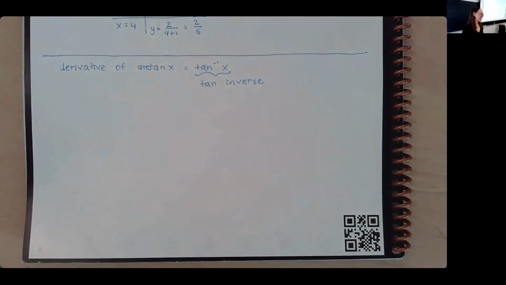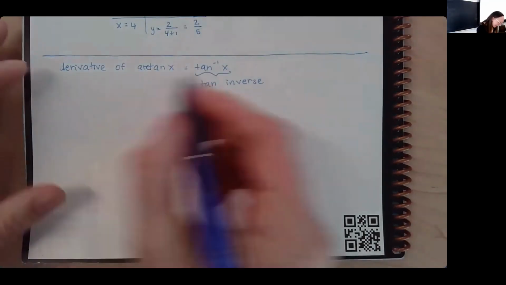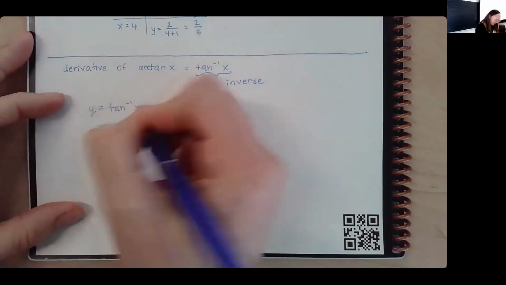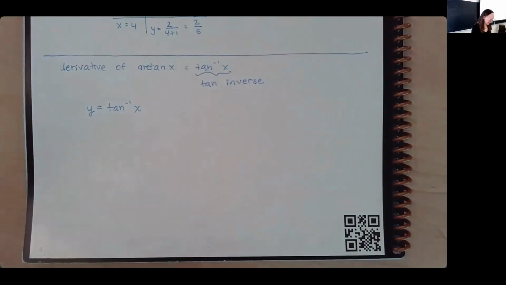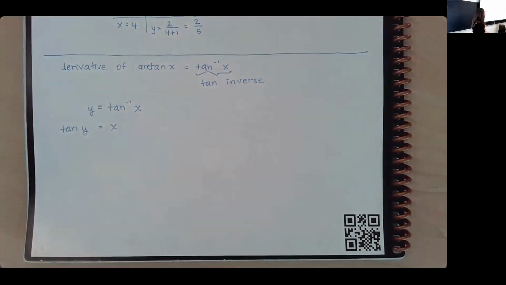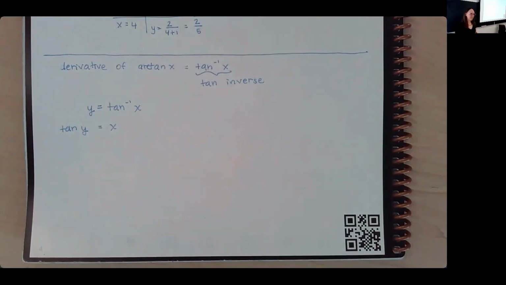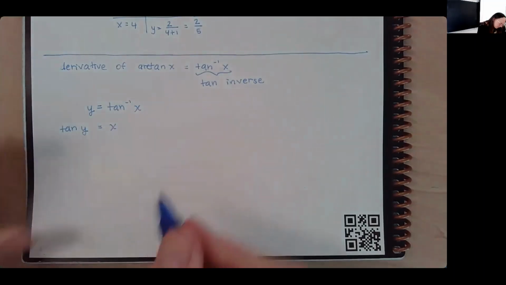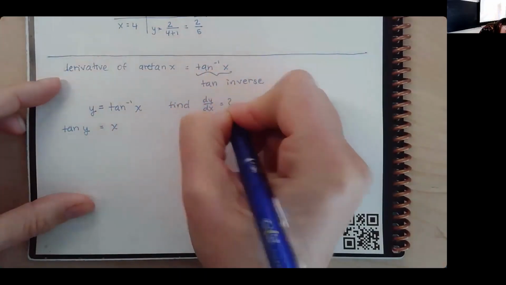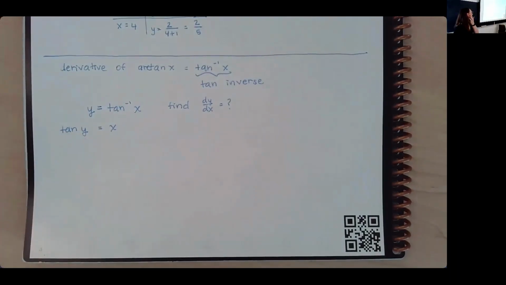By the way, this is an implicit differentiation problem. Go us. So if I am staring at something that looks like y is equal to tan inverse of x, this is secretly tangent of y is equal to x. It is this question in disguise. And if my goal is to find dy dx, then when I look at this, I'm going to have to take the derivative implicitly. So let's go ahead and take that derivative implicitly.